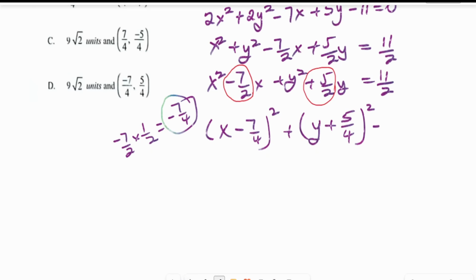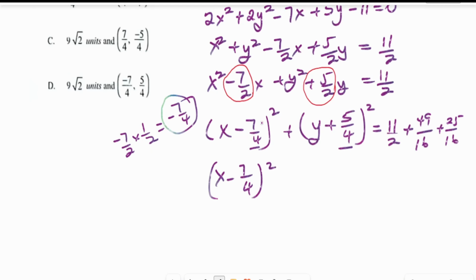All squared, then equal to, we are adding the squares of each of these to the right hand side. So 11 over 2, the square of negative 7 over 4 will be 49 over 16. Then the square of 5 over 4 will be 25 over 16. Simplifying further, we are going to have x minus 7 over 4 all squared plus y plus 5 over 4 all squared. Then when we put all of this in our calculator, we are going to have 81 over 8.